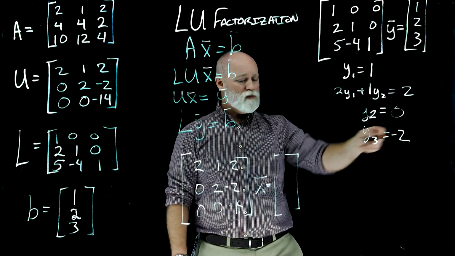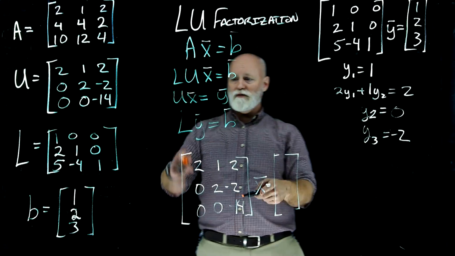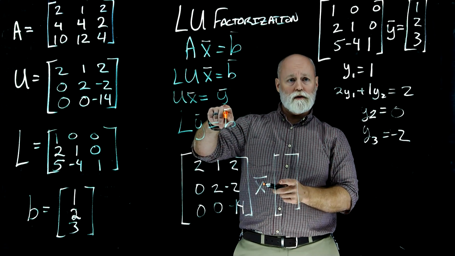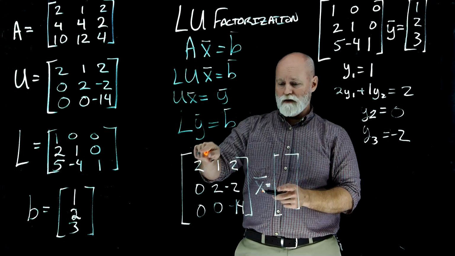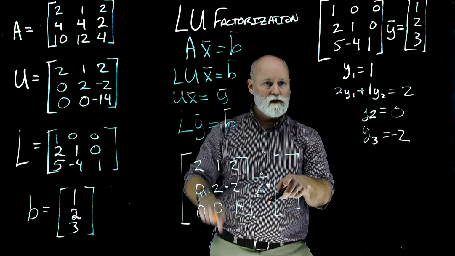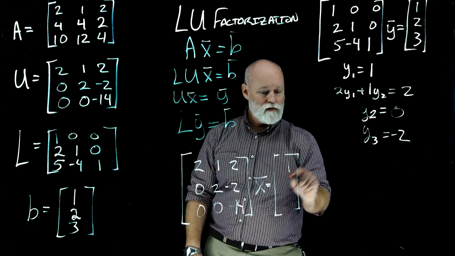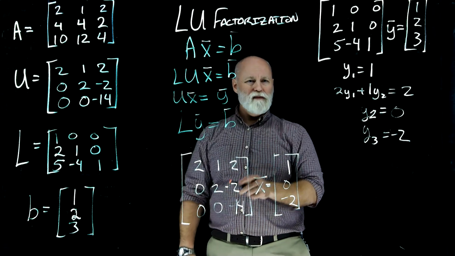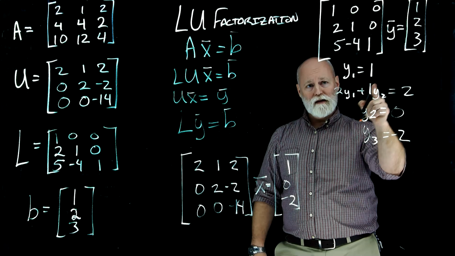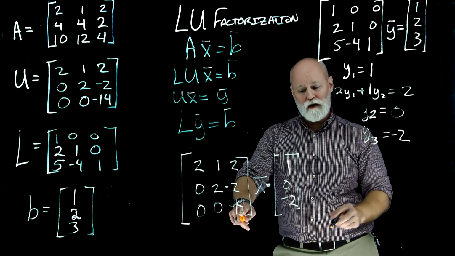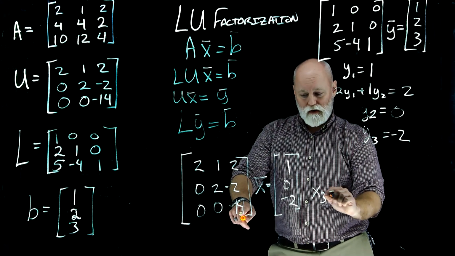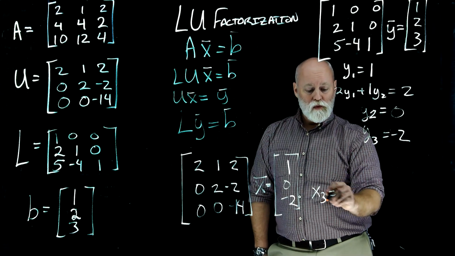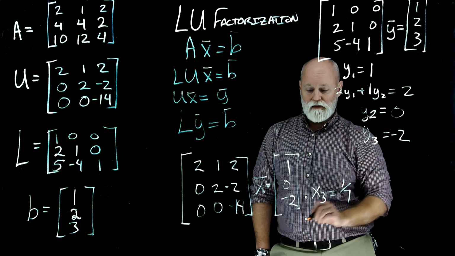Now take these values for Y and put them here, because what we now know is that UX bar gives us Y bar, these vectors here. So we just found the values of Y, so let's plug them in right here. Now we have 1, 0, and negative 2. By the same process that we did here, except using the x's, and this time we start at the bottom, we now know that negative 14x3 is equal to negative 2, which means that x3 is 1/7.